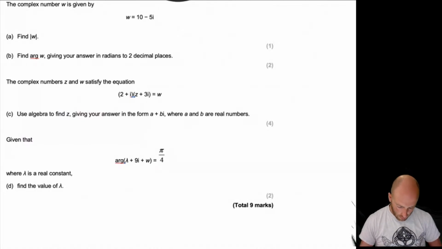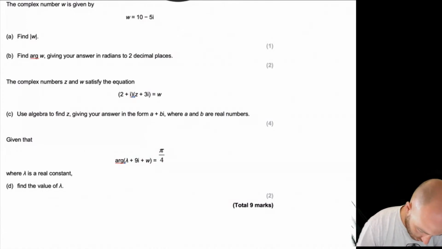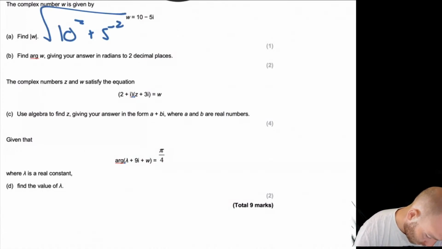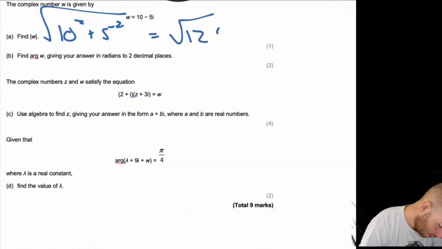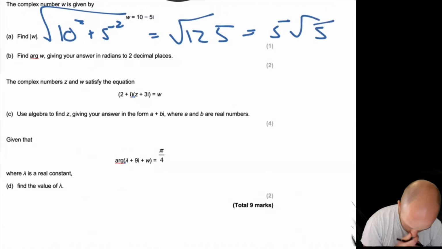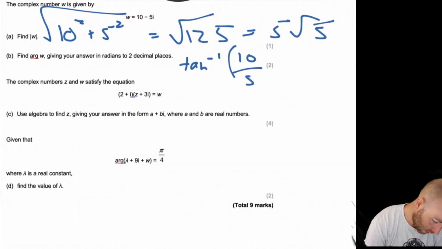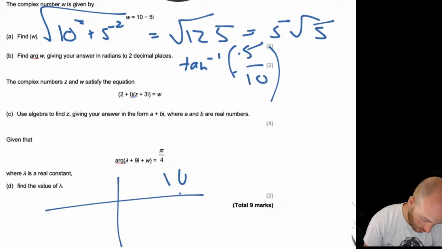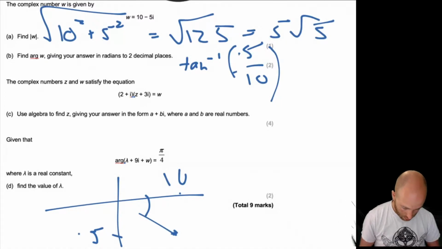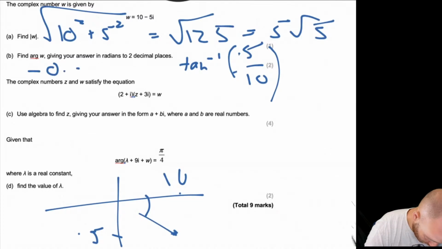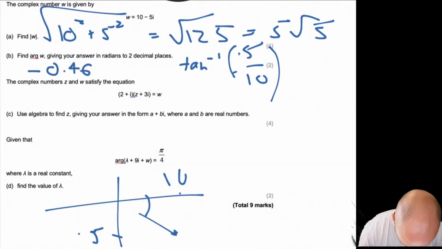Cool. So find the modulus of w. We need to do 10 squared plus 5 squared, square rooted, which is root 125, which is 5 root 5. Argument of w: tan to the minus 1 of 5 over 10. Do a quick sketch, 10 and minus 5, there it is. So we're going to have a negative argument. So tan to the minus 1 of 5 over 10 gives me 0.46. We're going to get minus 0.46.